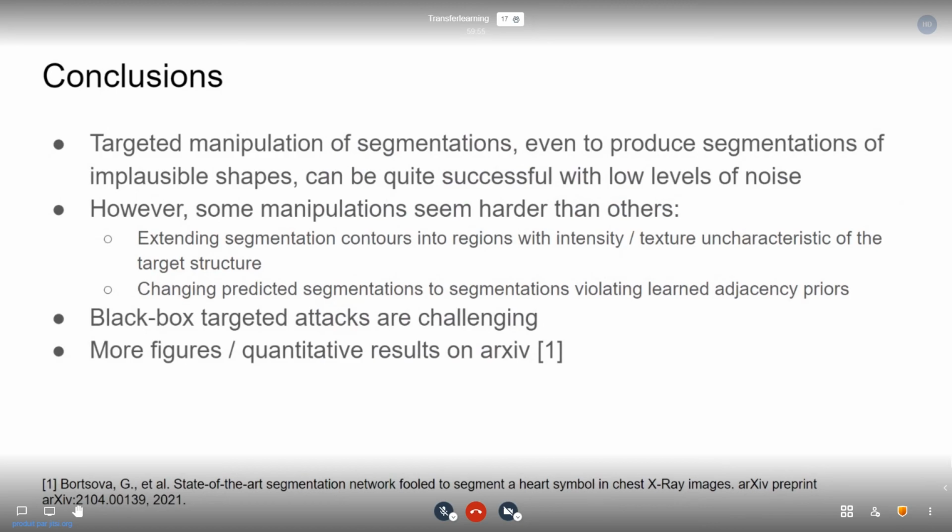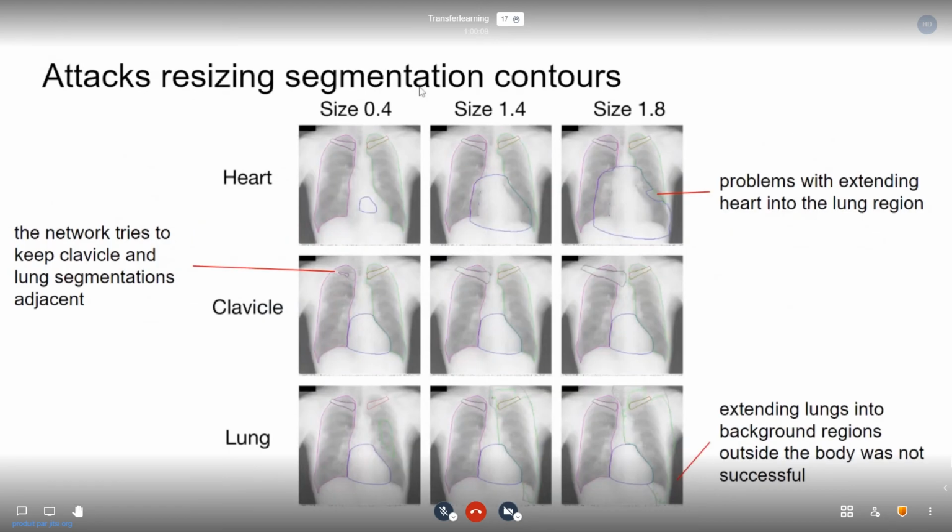The second pattern is that changing segmentations into target segmentations that violate adjacency priors between classes can be more difficult. We have seen that the network tries to keep lungs and clavicles adjacent, but it also was not like this in every case. For example, making the heart smaller was no problem, although the heart should be adjacent to the lung in these regions.